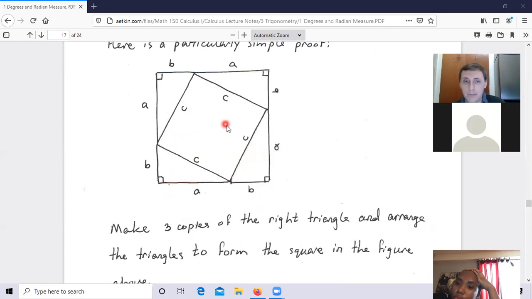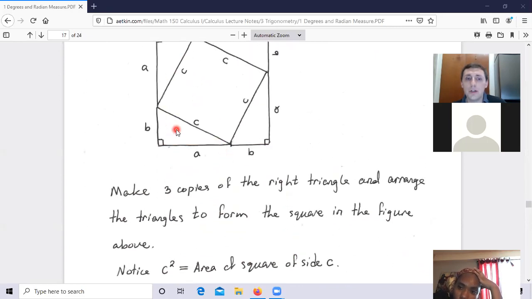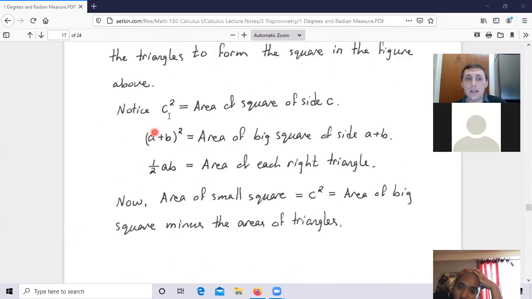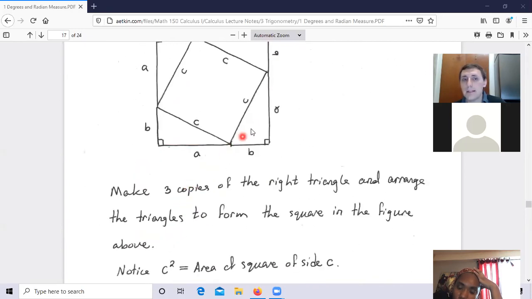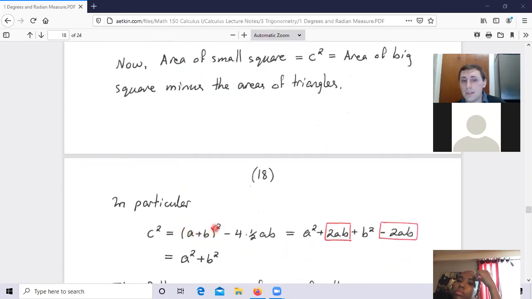Nothing so complicated. So c squared is the area of the small square. And so what can I do? I can take the area of the big square, which is a plus b squared, a plus b times a plus b, minus 4 times the area of the triangle. It's the same triangle, so I subtract 4 times the area of one triangle, yes? So my area c squared is equal to a plus b squared minus 4 times 1/2 ab. Now if I expand a plus b squared, it's a squared plus 2ab plus b squared. 4 times 1/2 ab is minus 2ab. So I get a squared plus b squared.